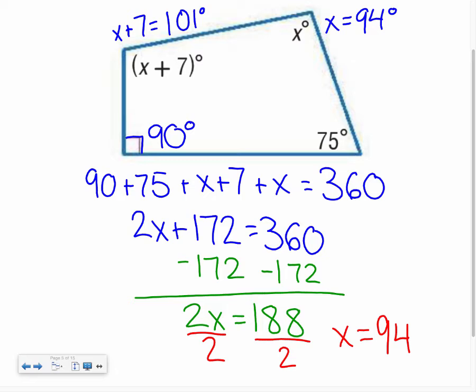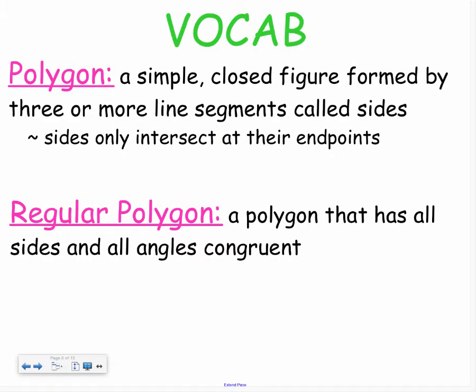When we move into 11.5, we are now looking at polygons. So this is looking at all geometric figures that are simple, closed, and have 3 or more sides. The sides can only intersect at the end point. That is the simple part. So there is no overlapping of the sides.